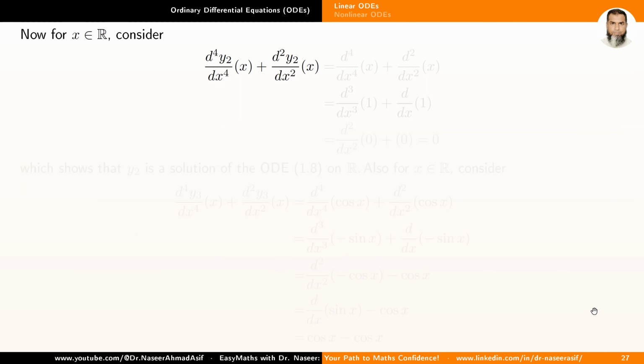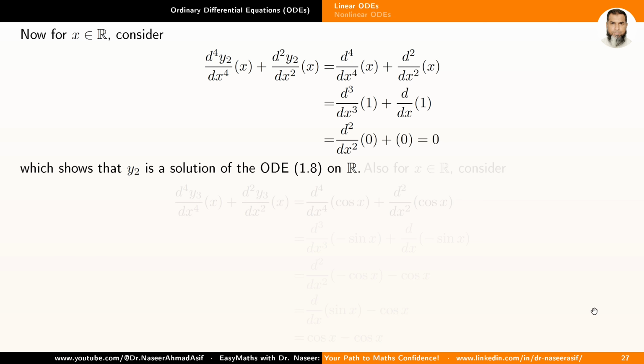Now for x belonging to R, consider d⁴y2/dx⁴ plus d²y2/dx², which is equal to d⁴/dx⁴ of x plus d²/dx² of x, which is equal to d³/dx³ of 1 plus d/dx of 1, which is equal to d²/dx² of 0 plus 0, which is equal to 0. We show that y2 is a solution of the ODE 1.8 on R.